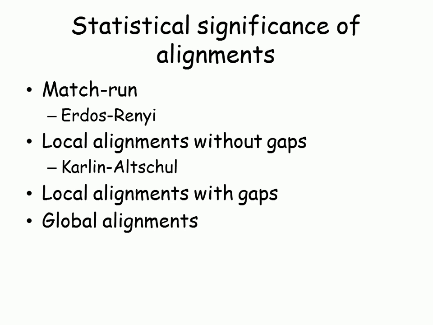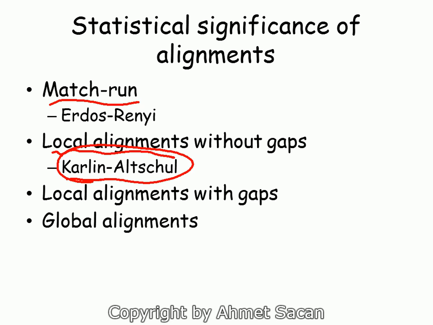Okay, so let's try to build a model for random similarities in sequence alignments. There are several models. We'll look at the most simple one first, which is the match run. In that case, we'll only consider the identical matches. When we incorporate substitution matrices, things will get slightly more complicated. And there's a model by Karlin and Altschul which models sequence similarity scores using a substitution matrix.